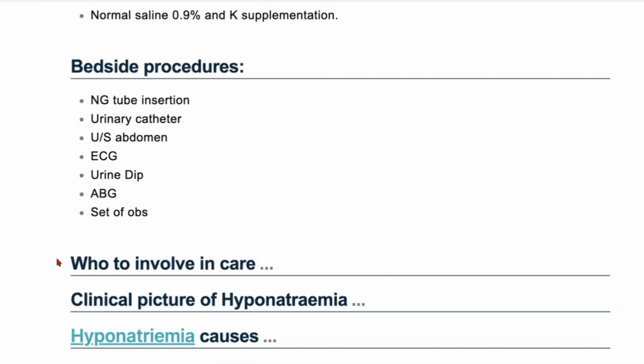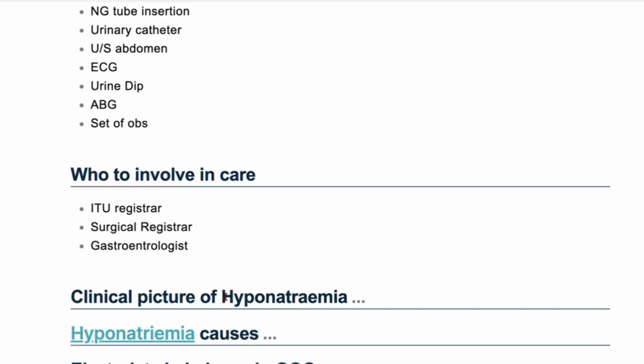Perfect. And who would you involve in the care? You already mentioned your consultant. Is there anyone else that you would like to involve? So here I'd like to involve gastroenterology, the ITU registrar, and my consultant on call. Right. Very good. And the relatives of this patient as well.